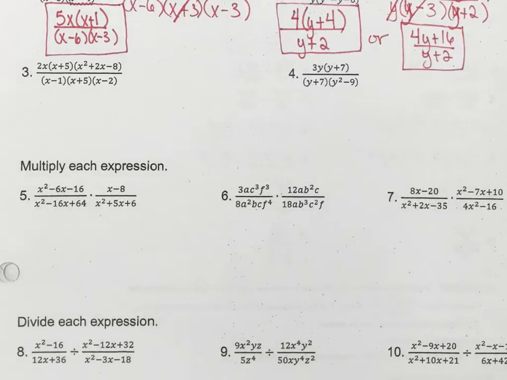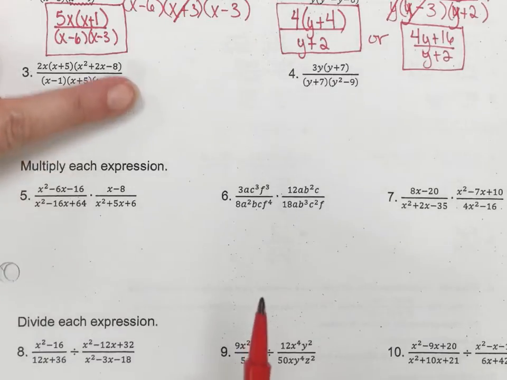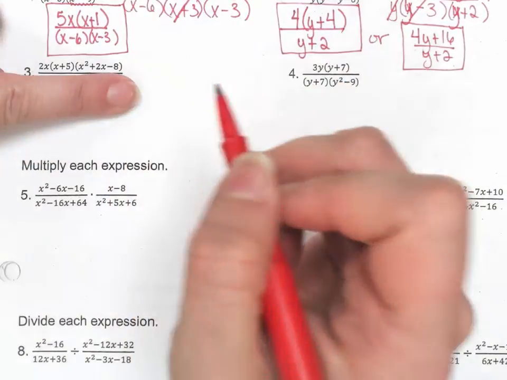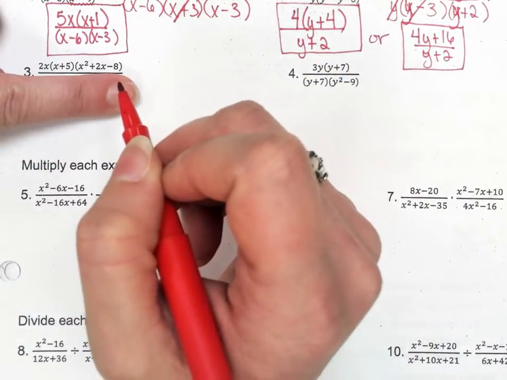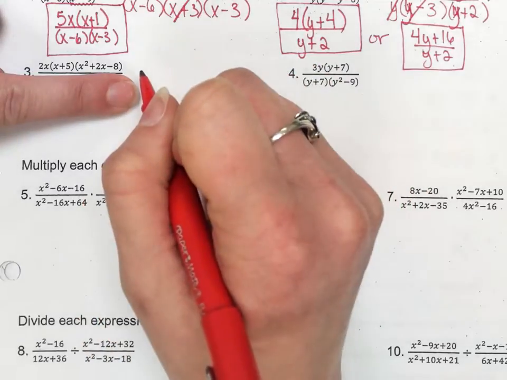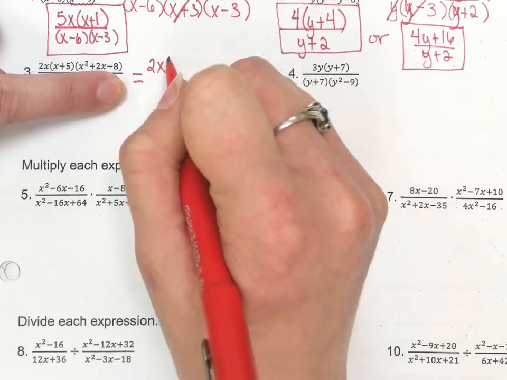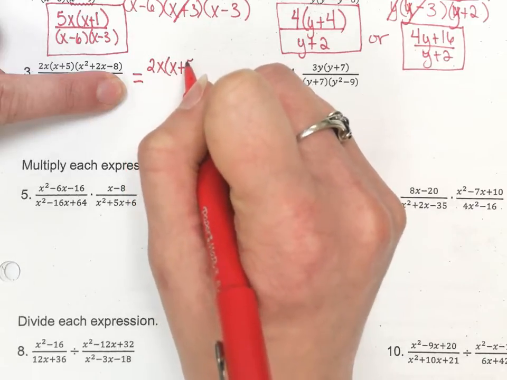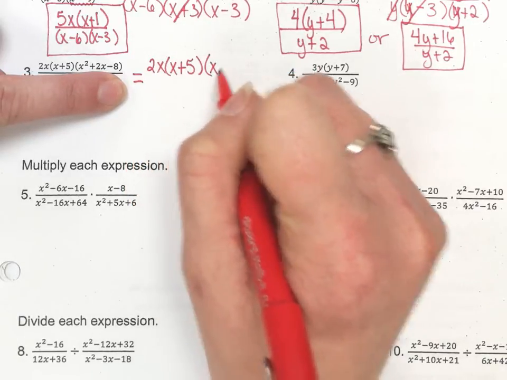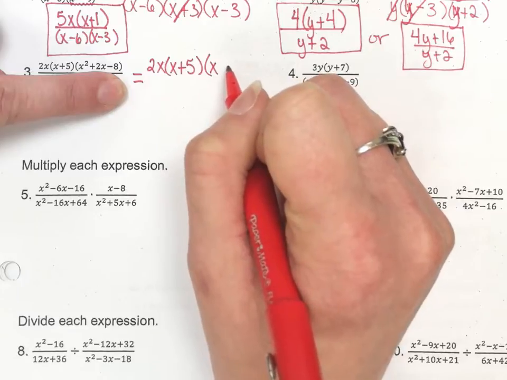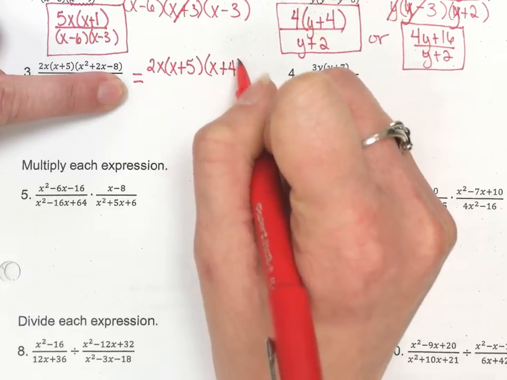All right, what about number 3? Do you see anything? Let's cover the bottom. Which one? The second parenthesis, so factors of 8, you mean? Yeah. All right, and what are the factors of 8 that add or subtract to be 2? Positive 4, negative 2, you said? Okay.